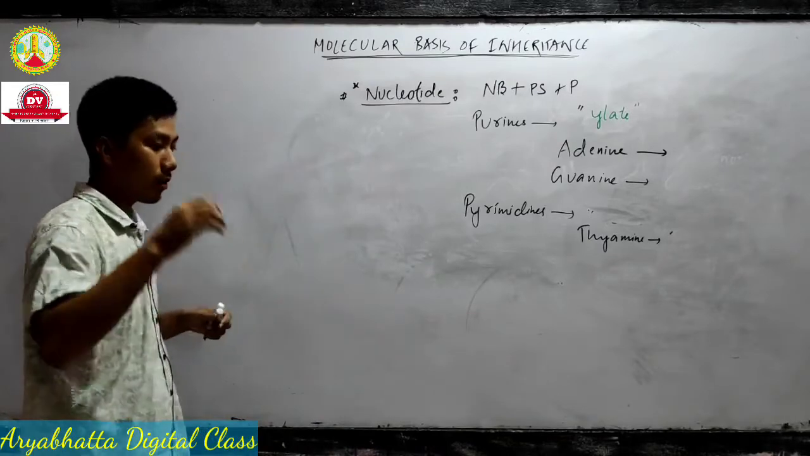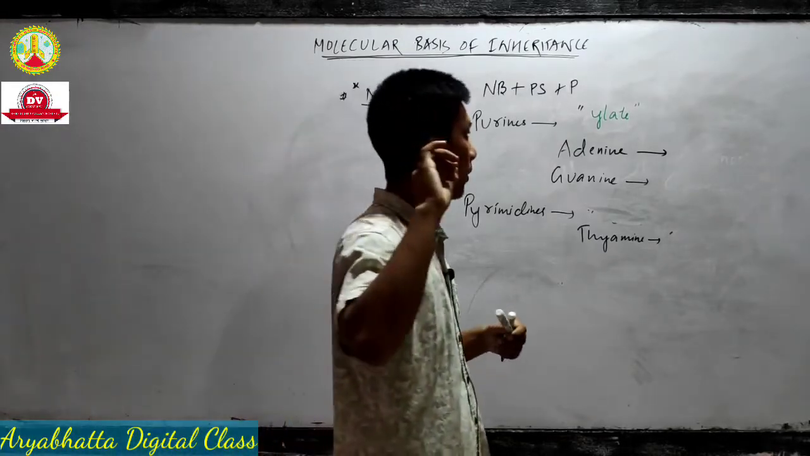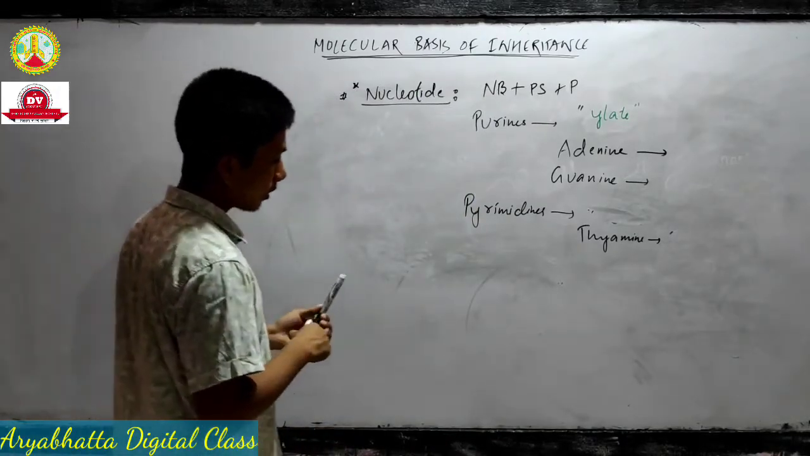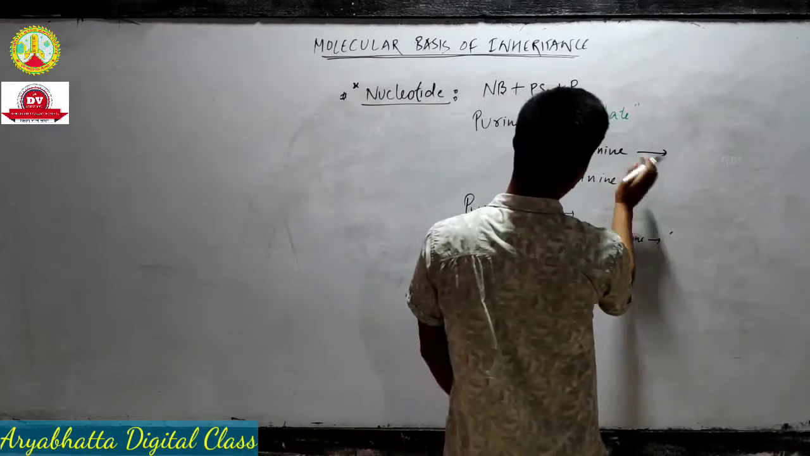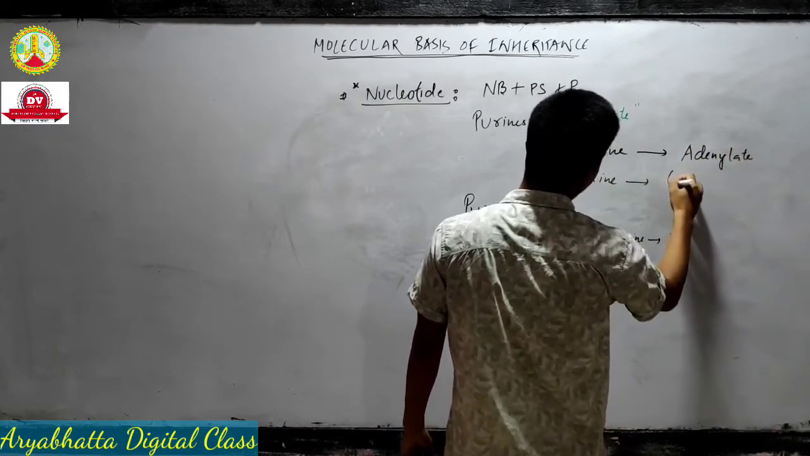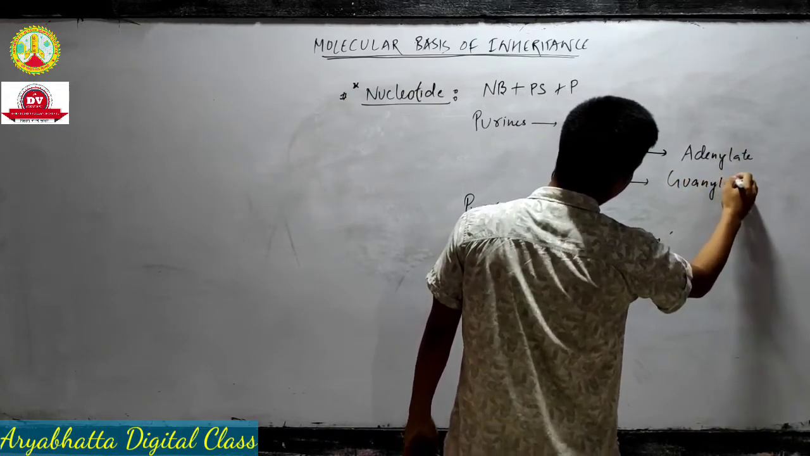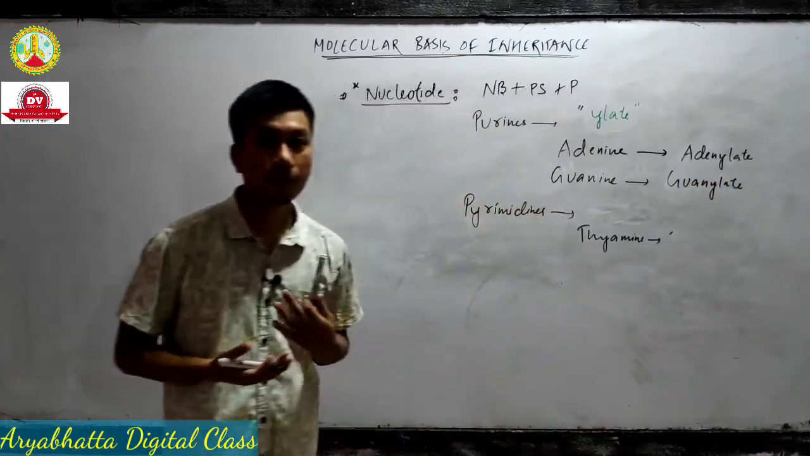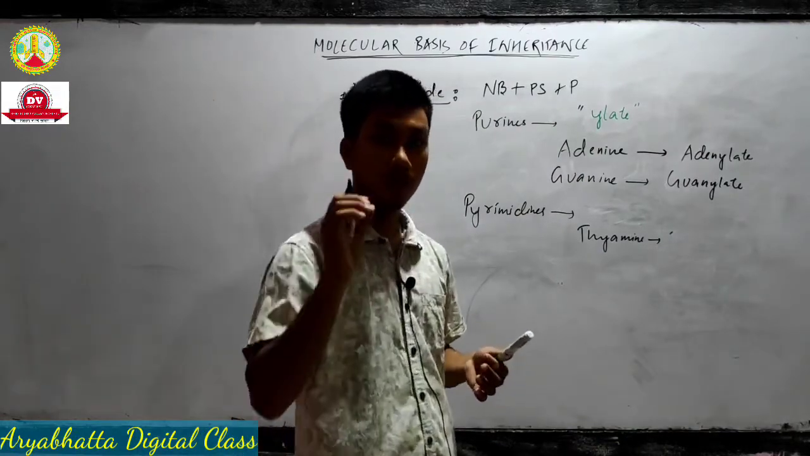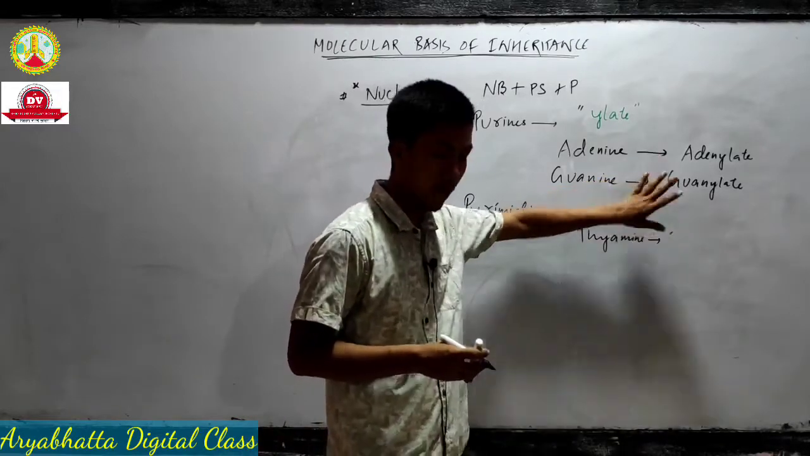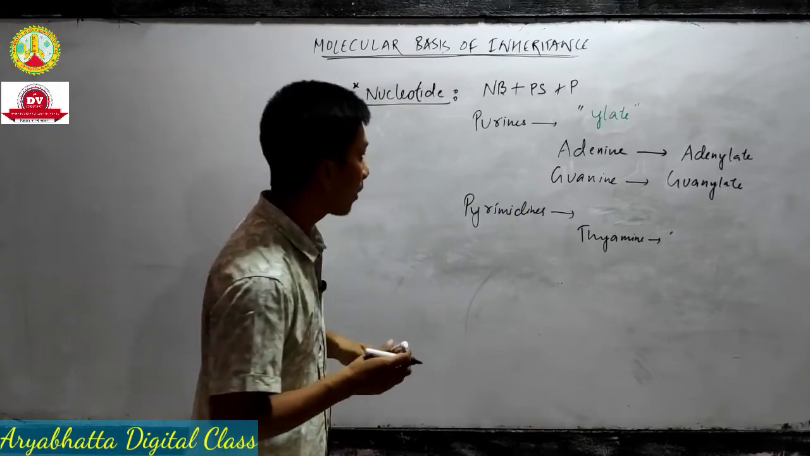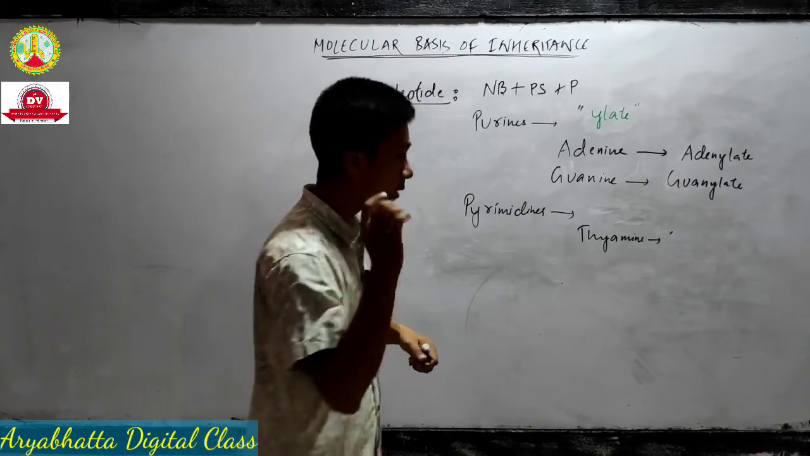So towards the last part of the letters, we add ylate. So ऐसा होंगे तो adenine को क्या बोले जाएंगे? We will call adenine adenylate. Guanine को क्या बोलेंगे, guanylate. So we will pronounce like this, adenylate, guanylate. Okay, so when we come across a word adenylate or guanylate, please remember that means it is a nucleotide, ठीक है.